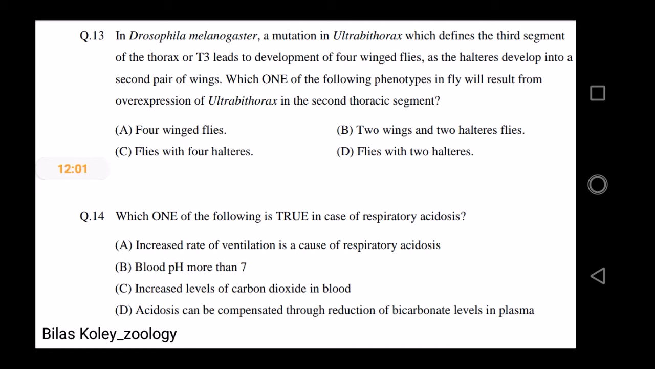In these questions, the correct option is option C.